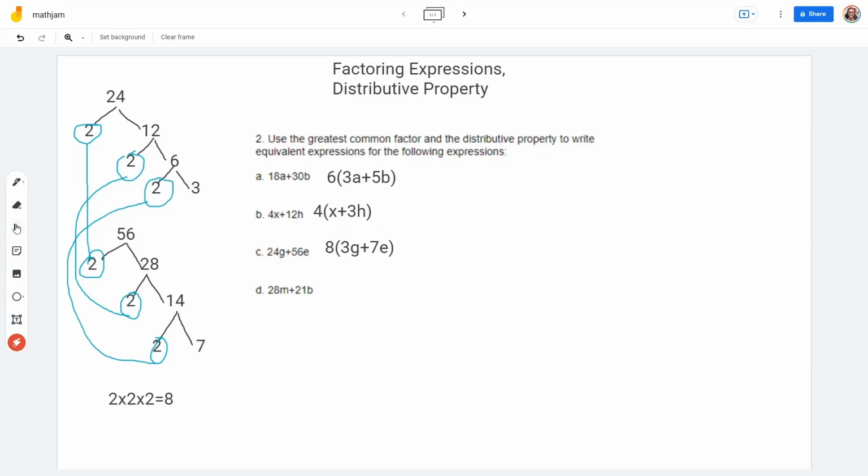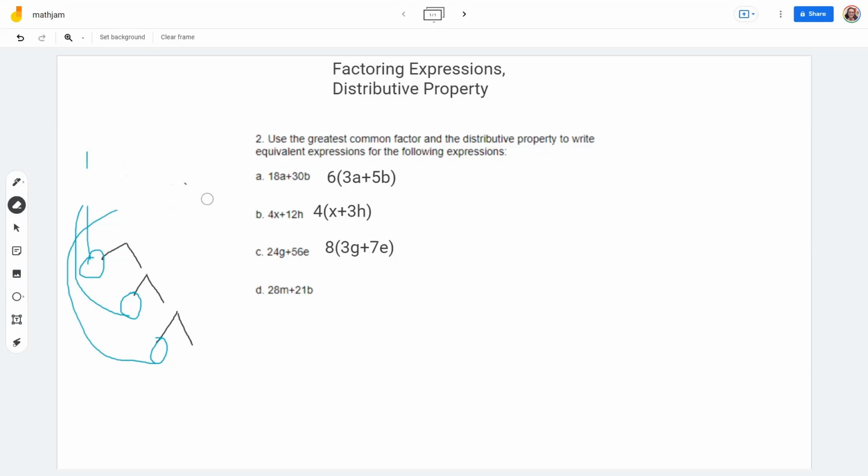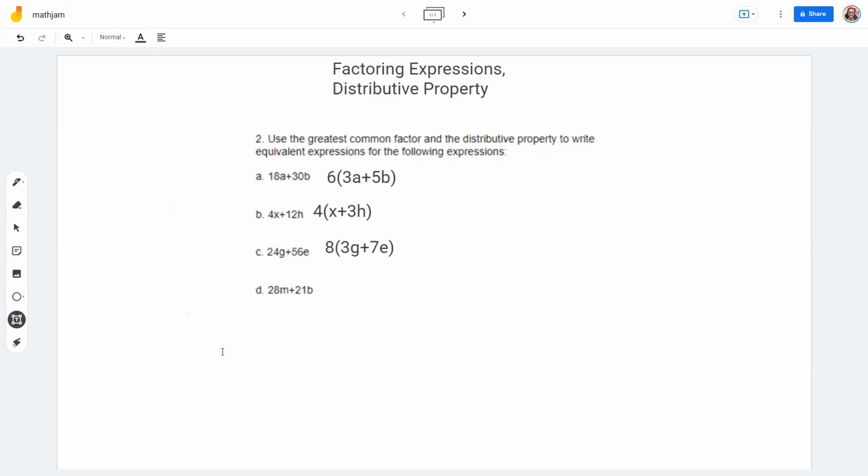All right, so let's get this last one done here. So let's go ahead and get some of these numbers here out of the way. Oh, I did not want to erase that one. There we go. We'll get it all cleaned up, and then we'll do our last one. All right, so let's just make all of that go away. There we go. All right, so looking at our last one, we have 28 and 21.